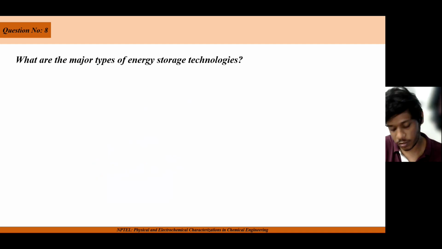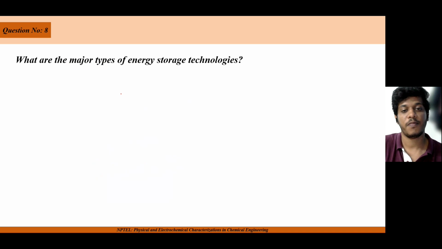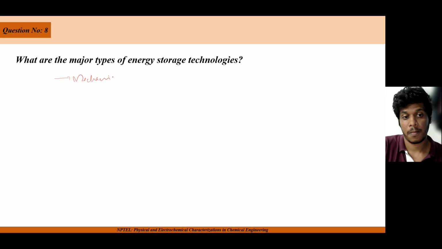Now let us go to the next question. What are the major types of energy storage technologies available? There are many different technologies. There can be mechanical energy storage, thermal, chemical, and many different kinds of electrolysis.